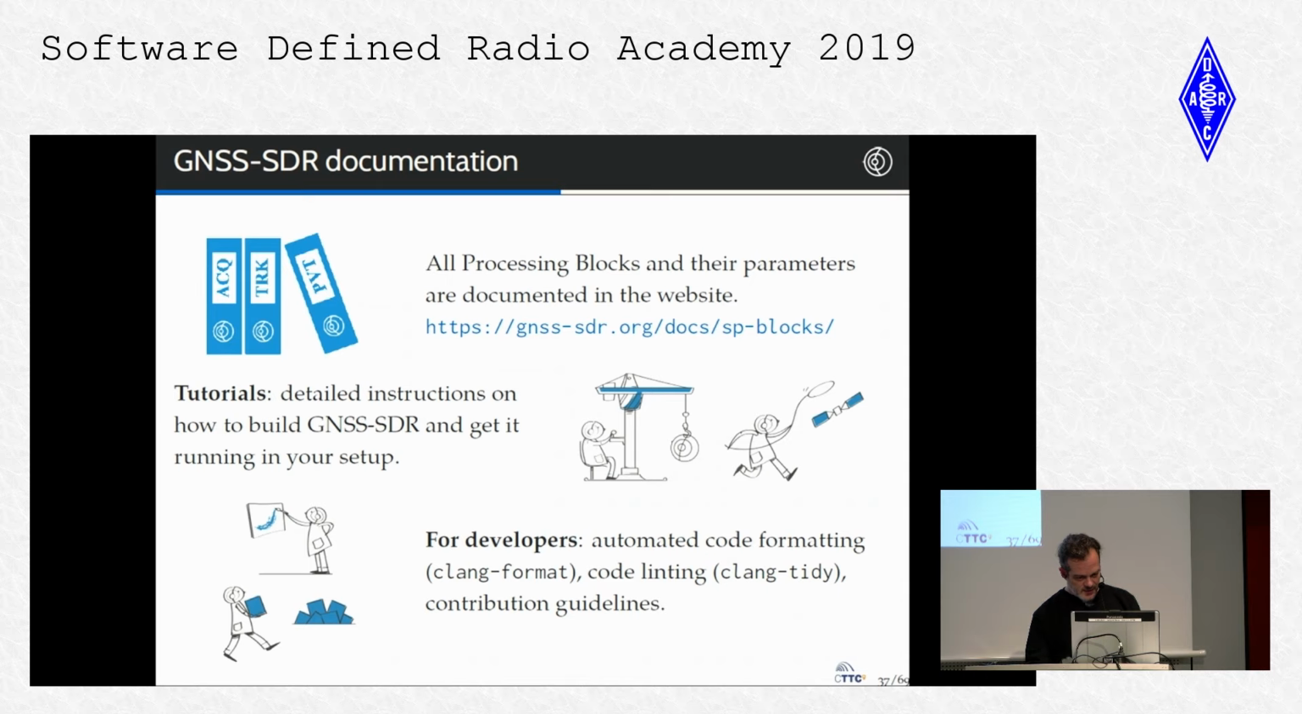So in the documentation, we have all the processing blocks and all the parameters. All this is documented on the website. As I said, we have tutorials, which are detailed instructions on how to build the software and how to do experiments. We also have some tools for developers, such as automated code formatting. We are using code linters to detect bugs and these kinds of things, even contribution guidelines. And we try to make it easy for contributors to work with us.